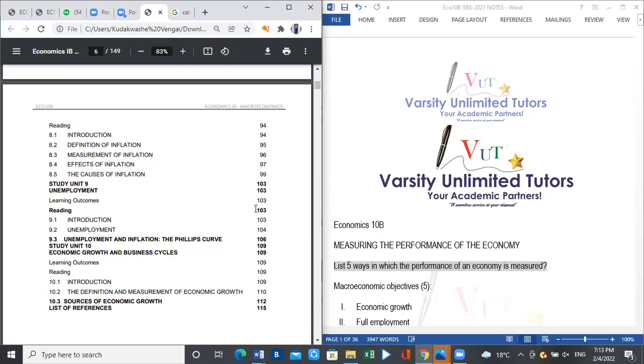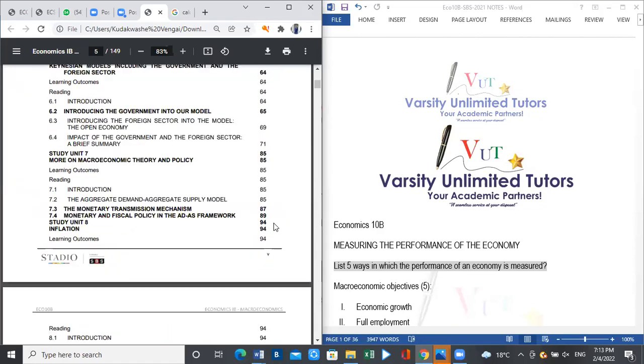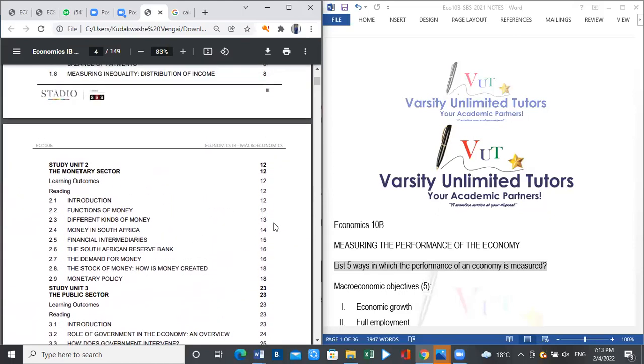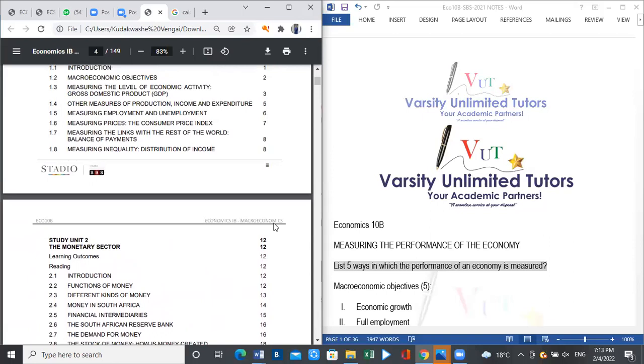So you can see that this is quite a lengthy module. It has a lot of things that need to be covered within the period of time that we have. And I believe that with the time period that we are starting, we are going to be able to cover everything that is required in relation to the module.